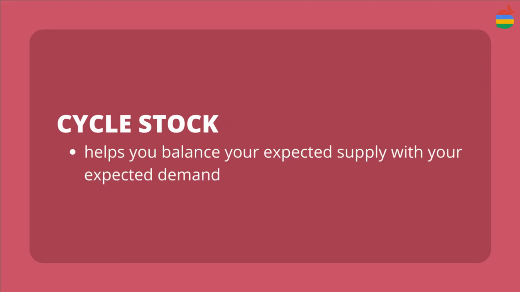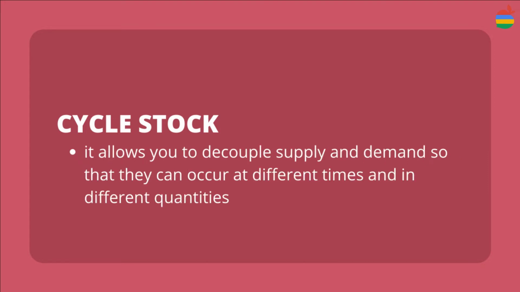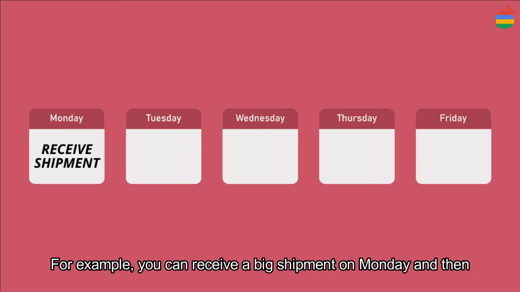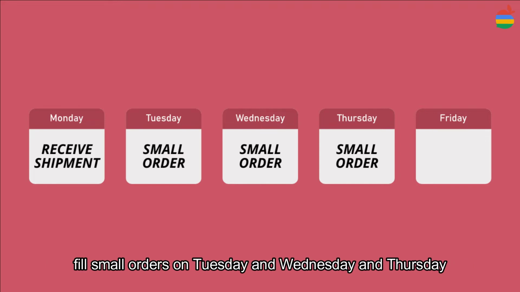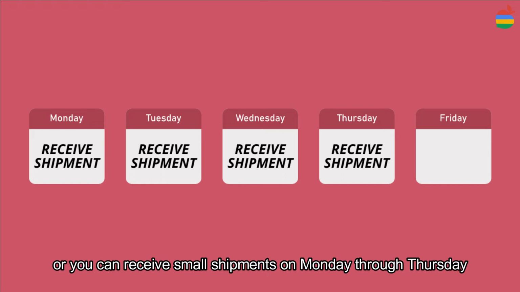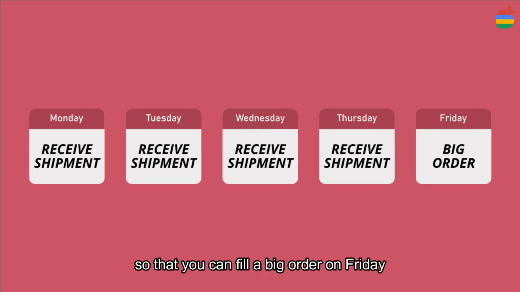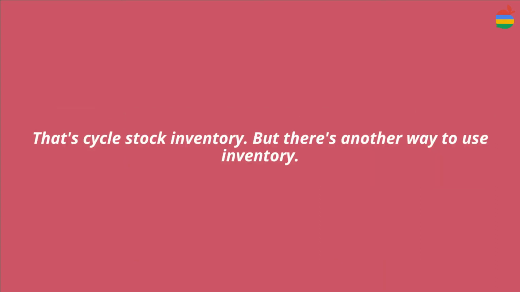The first kind of inventory is cycle stock. Cycle stock helps you to balance your expected supply with your expected demand. You could say it allows you to decouple supplies and demands so that they can occur at different times and different quantities. For example, you can receive a big shipment on Monday and then fill small orders on Tuesday, Wednesday, and Thursday. Or you can receive small shipments on Monday through Thursday so that you can fill a big order on Friday. That's cycle stock inventory.